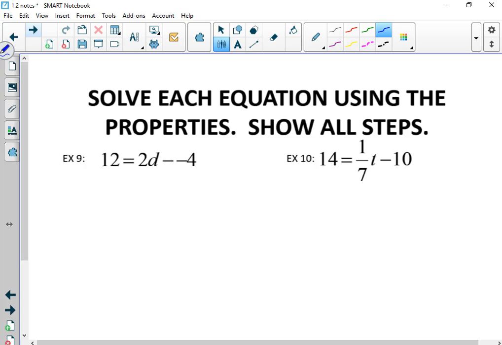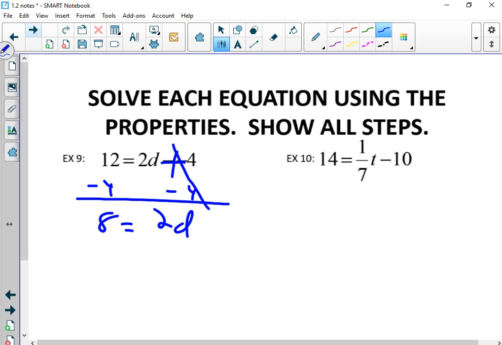More practice, same thing. So, first off, I want to change this to plus 4. Subtracting a negative is the same as adding a positive. Now I'm back to a two-step equation. Okay? I want to get rid of the 4. Boom. 12 minus 4 is 8.